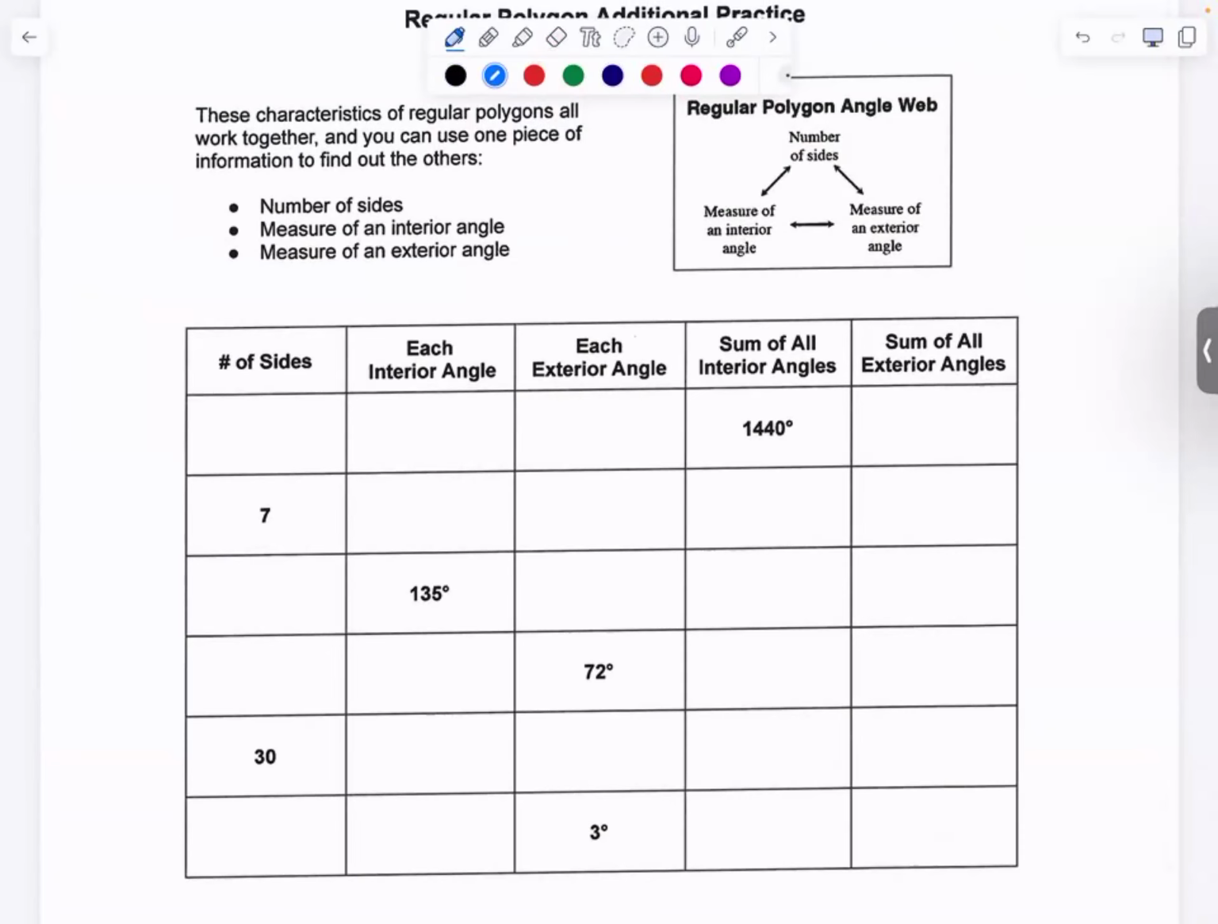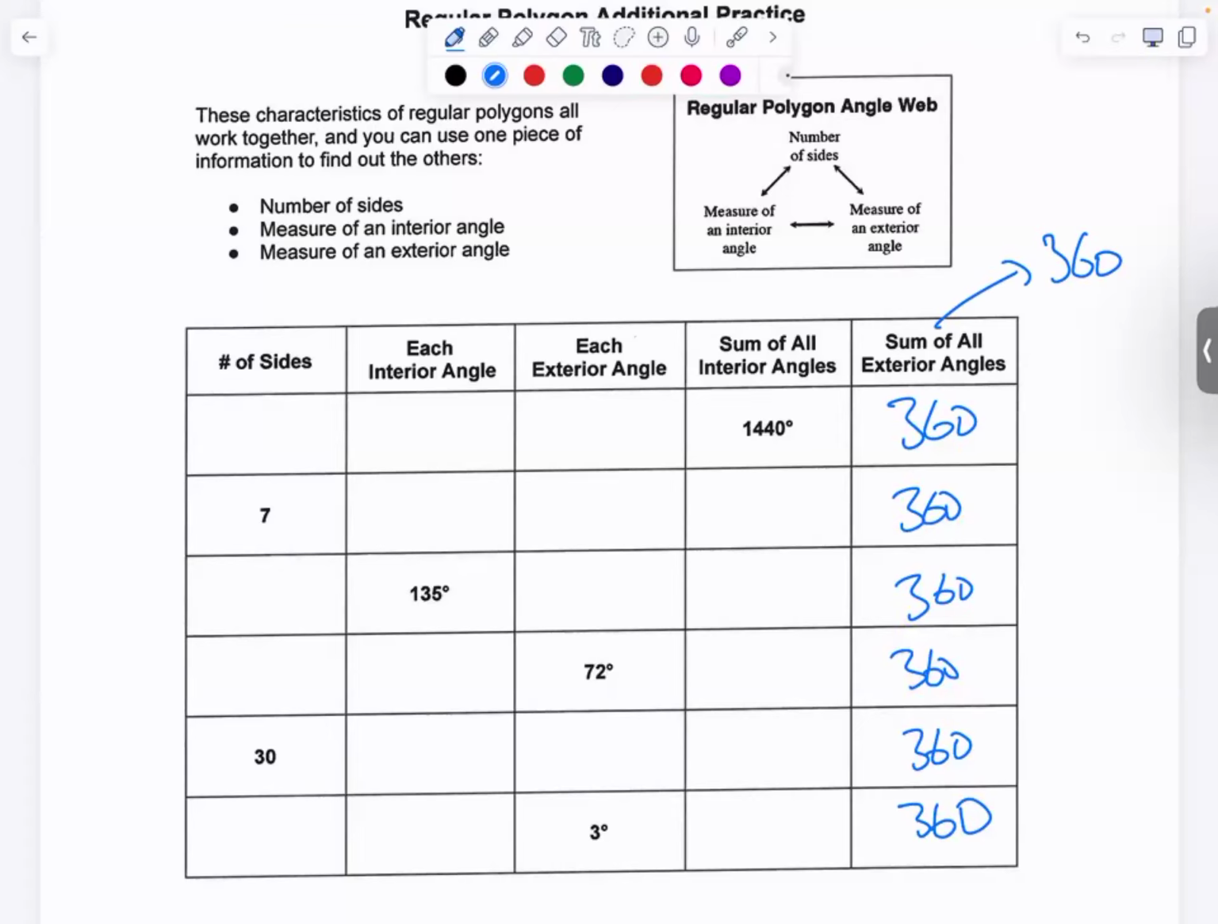Do you guys remember what all the exterior angles add up to for a polygon? Do you guys remember? 360. It's in the formula sheet, right? Let me see the formula sheet again. Yeah, it says it right there, 360. So that's obvious. 360, 360, 360, 360, 360. So easy peasy, right? Get it out of the way.